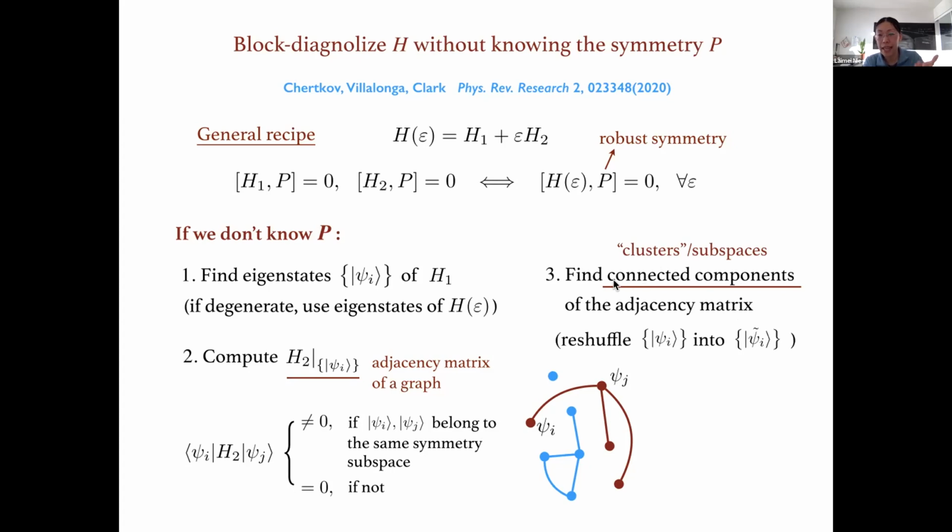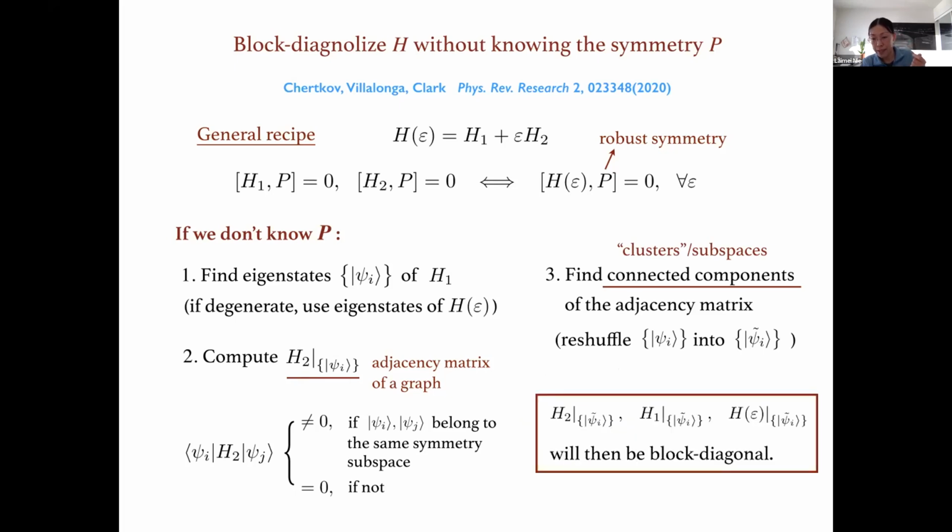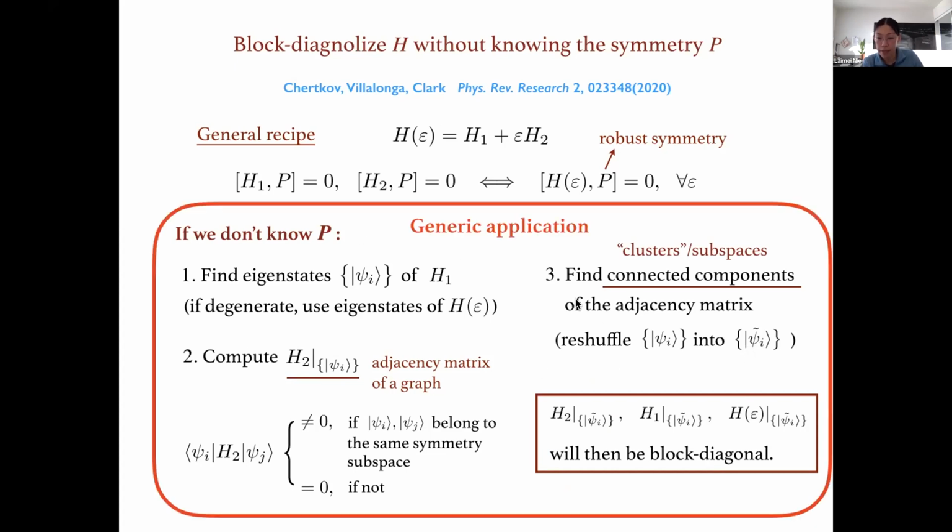Once you find the connected components of the adjacency matrix, that means you've already shuffled your original states into some new eigenstates. And this set of new states will be your tool. So if you rewrite H2 under those new eigenstates, it will be block diagonal. H1 will also be block diagonal. And H epsilon, your original total Hamiltonian, under this new set of states will also be block diagonal. So this is the numerical procedure that Brian Clark et al. developed to block diagonalize a Hamiltonian without knowing explicitly what the hidden symmetry is.